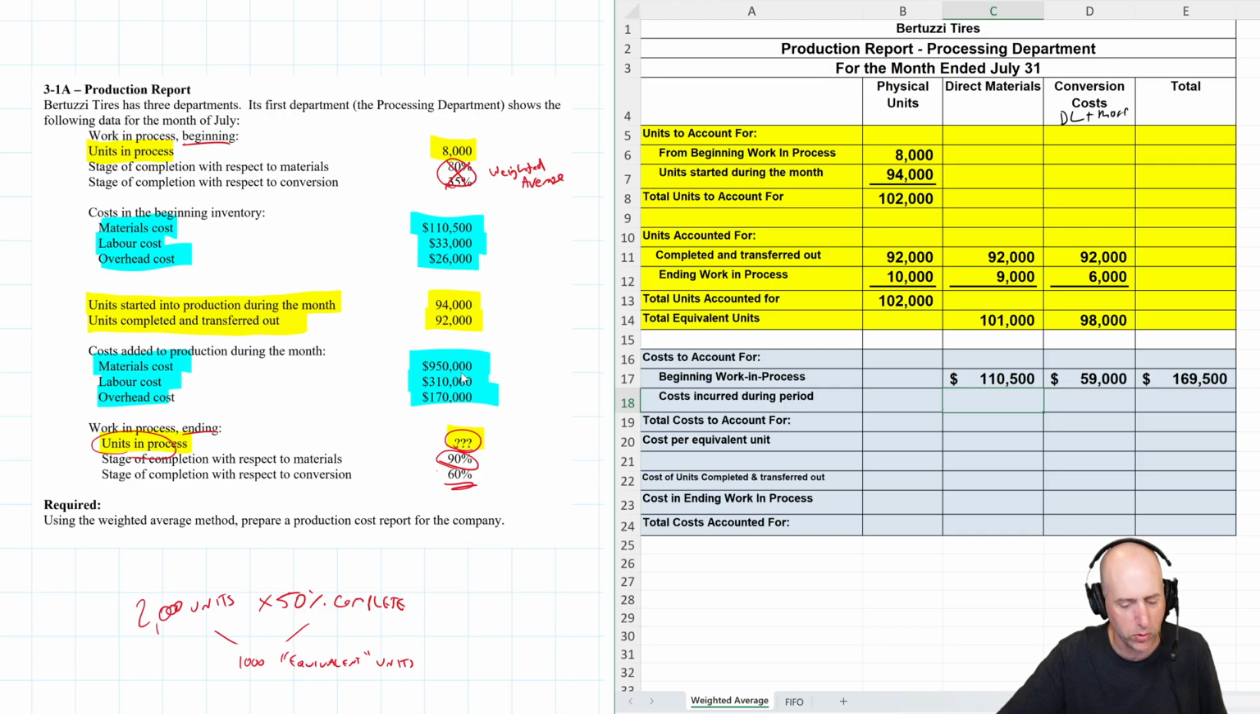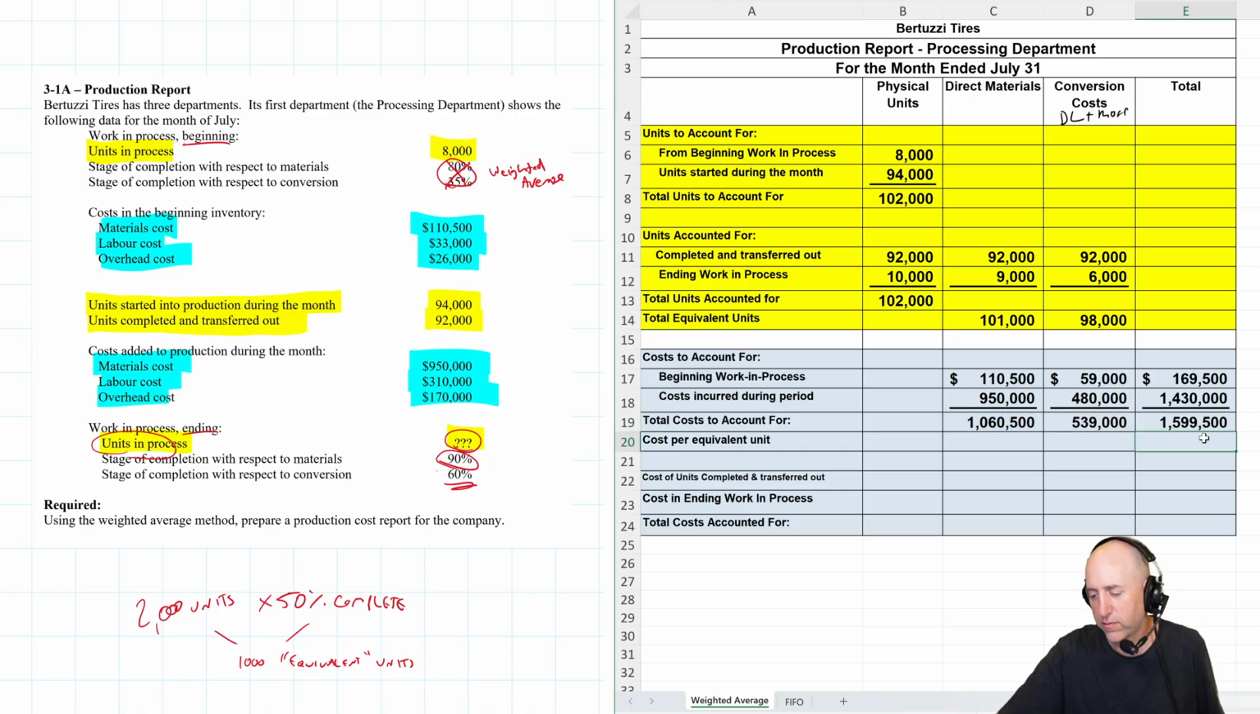Costs incurred, that's these blue highlights halfway down the page, 950, right? Costs added to production during the month for material, 950. For labor and overhead, 310 plus 170, 480. Now I just need totals. 950 plus 480, 1430. 110 plus 950, 1,060,500, 59 plus 480, 539, and totaling across 1,599,500. Okay, so those are just totaling the blue numbers, essentially, just giving different totals to them.